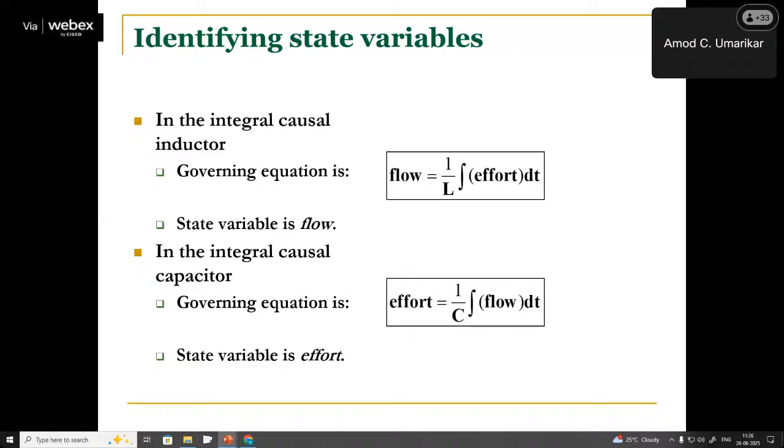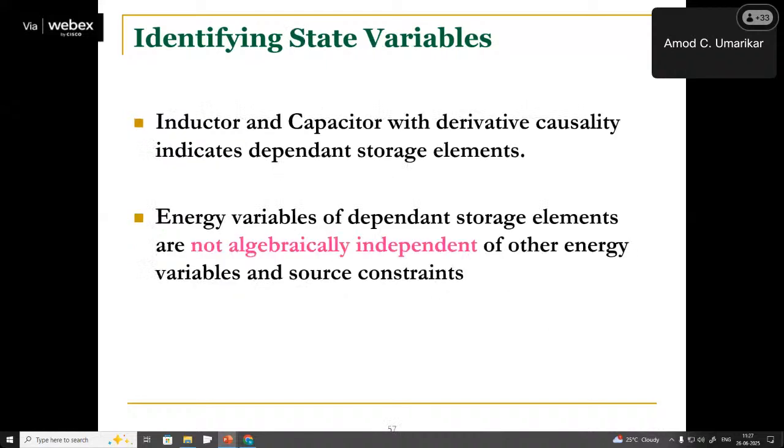So this we have already discussed, right? In integral causal inductor, the governing equation is flow is 1 by L integral of effort dt, and in integral causal capacitor, the governing equation is effort is 1 by C integral of flow dt. So the state variable is effort in integral causal capacitor, and the state variable is flow in integral causal inductor. Inductor and capacitor with derivative causality indicate dependent energy storage elements. The energy variables of dependent energy storage are not algebraically independent of other energy variables and source constraint.